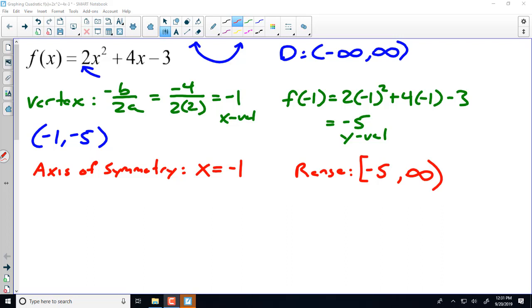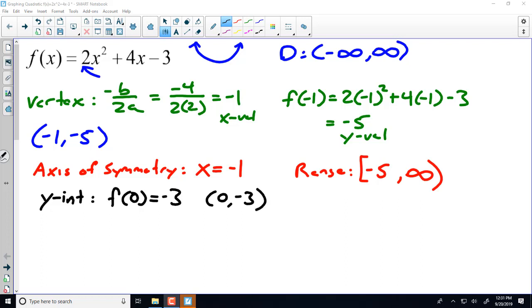Okay, we're going to need a y-intercept. Well, here's one of the payoffs of having the quadratic written in the form that it's written in. Y-intercept happens awfully fast because we just plug a 0 in for x, and it's going to zero out every term. That 2x squared is going to go away. That 4x is going to go away, and we're just going to be left with a negative 3. So our y-intercept, 0, negative 3.